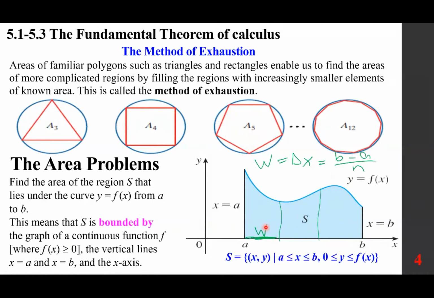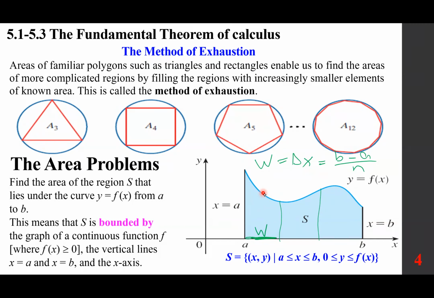Now, how do you find the area of a rectangle? It's the width times the length, or the height in this case. What would be the height? Well, you can go with the left endpoints, like so. You can go with the right endpoints, like so. Or you can pick any point in between, and the functional value would be the height. It makes no difference. It won't be the area. It will be an approximation of the area.